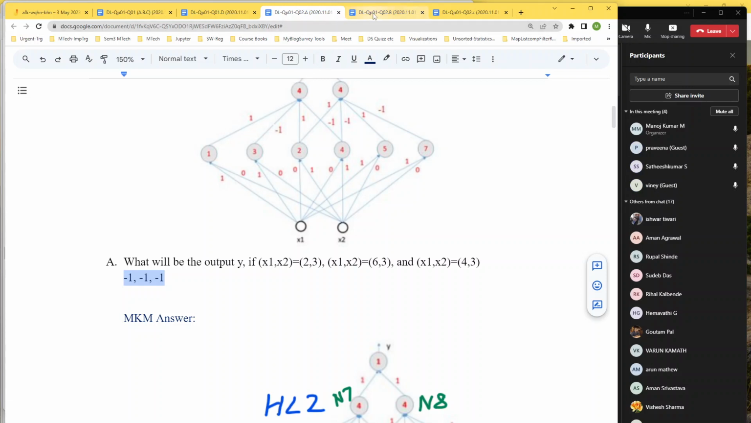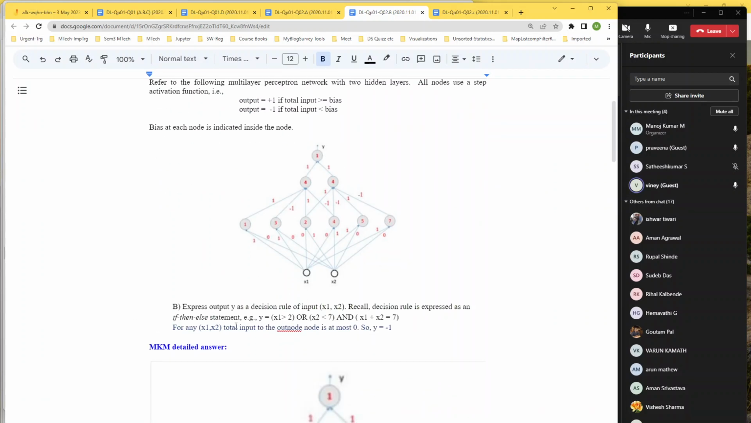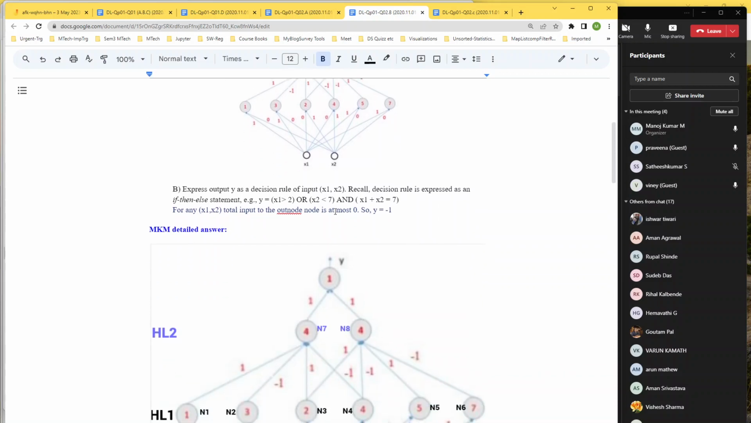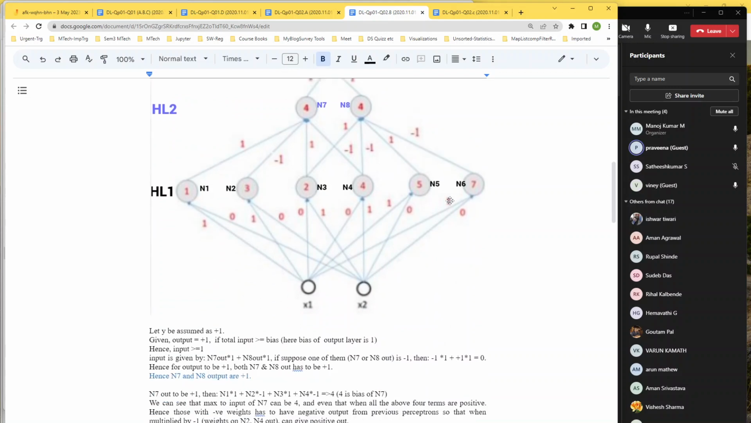Now let's go to part B. In part B they say: express output Y as a decision rule of input x1 comma x2. Recall a decision rule is expressed as an if-else-then statement. Y is equal to x1 greater than 2 or x2 greater than 7 and x1 plus x2 is equal to 7. So like this we need to express Y. Let's see again how we can do it.